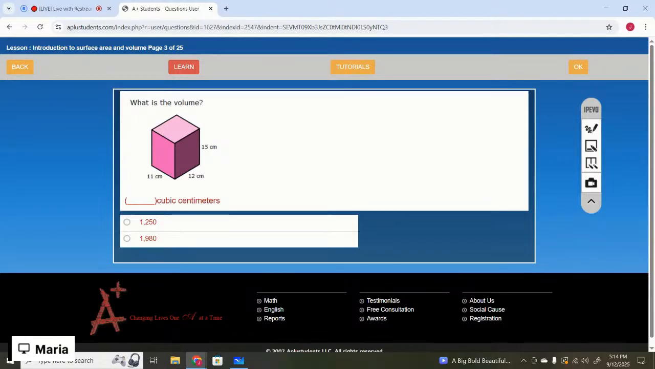What is the volume? That is 15 times 12 times 11. So 15 times 12 times 11 is 1980. Option number 2 is the correct option. That is 1980.